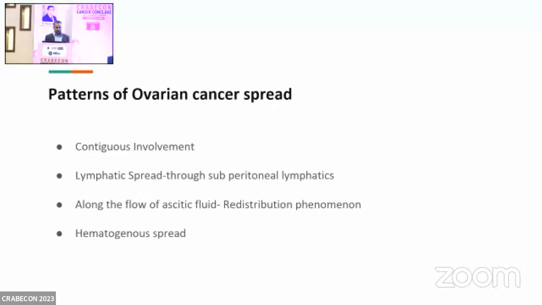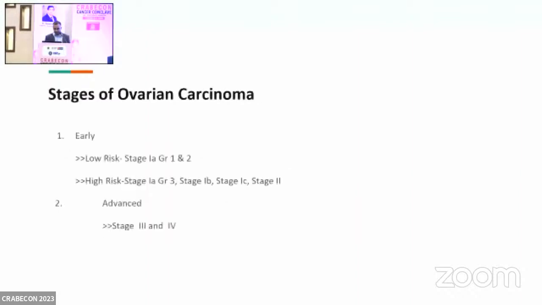What exactly happens is that tumor cells exfoliate and flow along the ascitic fluid. That is the reason that the majority of peritoneal implants in ovarian cancer occur either in the pelvis, paracolic gutters, or in the subdiaphragmatic peritoneum. Fourth is the hematogenous spread to distant organs like liver and lungs.